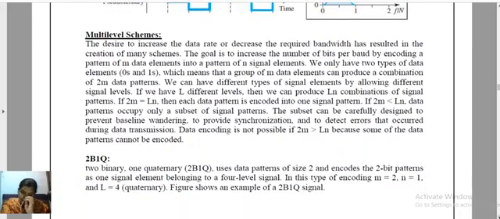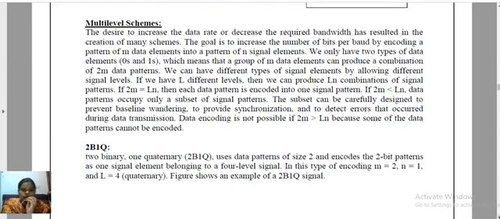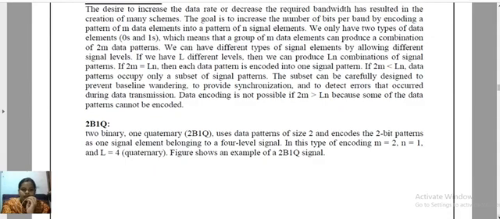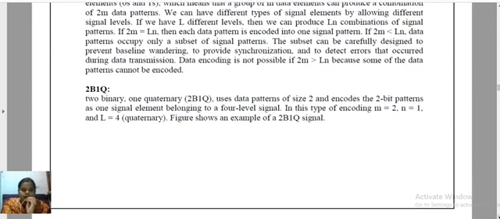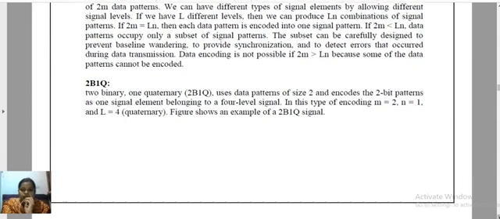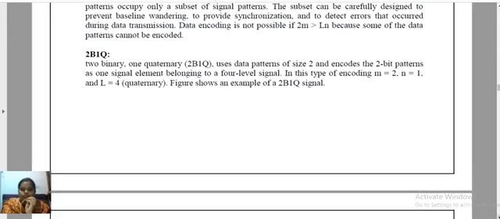In this multi-level scheme we have two techniques, 2B1Q and 8B6T. These are the most practical encoding techniques used. 2B1Q means a 2 bit pattern. Here the data patterns are divided into blocks of 2, or patterns of 2.